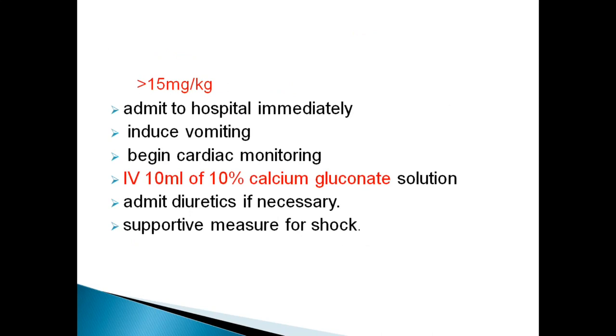So what if it is a very high dose, more than 1.5 gram? We know the lethal dose is 5 grams, so we have to take him to the hospital immediately, induce vomiting, and monitor the cardiac status. We should give IV calcium gluconate, not oral, because the absorption should be very fast, along with supportive measures, and sometimes diuretics should also be given.